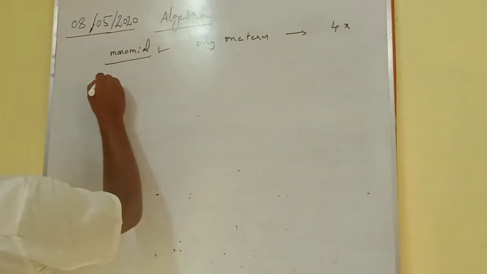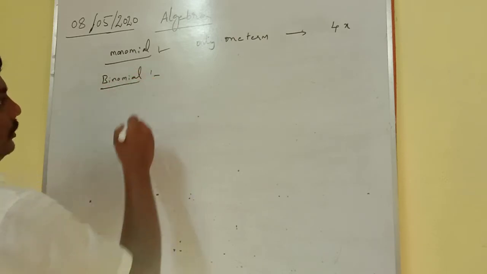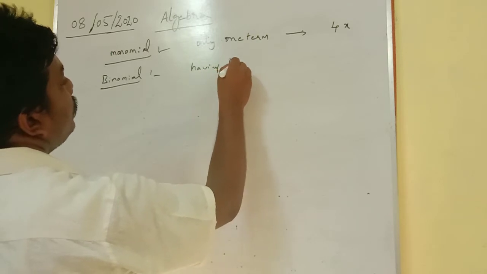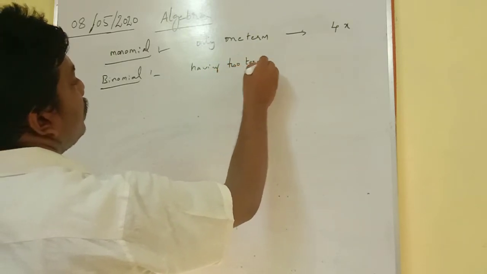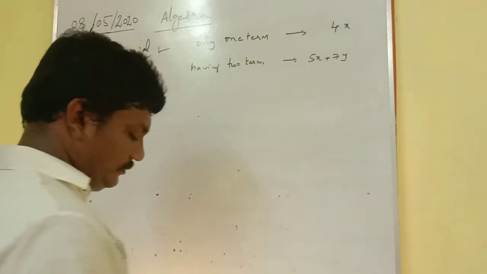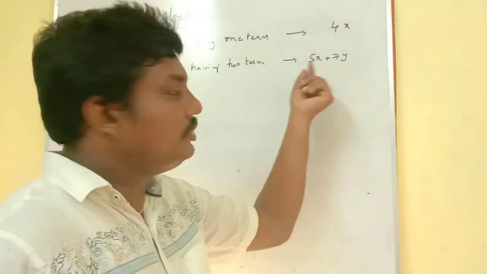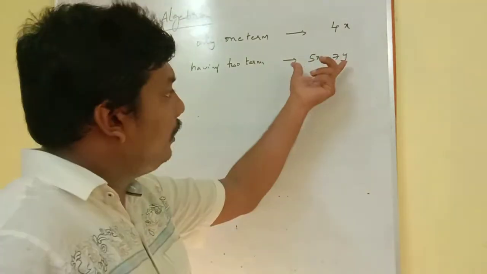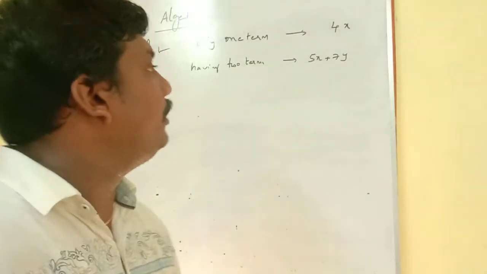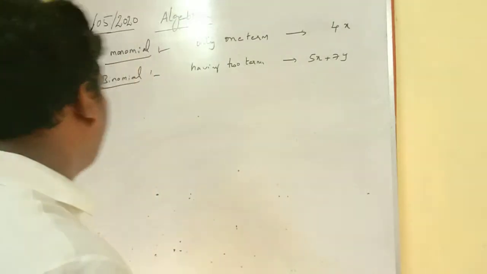Binomial, having two terms. Suppose 5x plus 7y. This is one term and this is another term. These two terms are combined with a plus symbol or a minus symbol. Then it is called a binomial. Two terms.